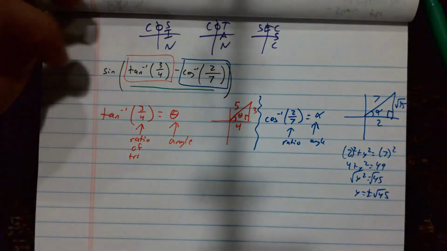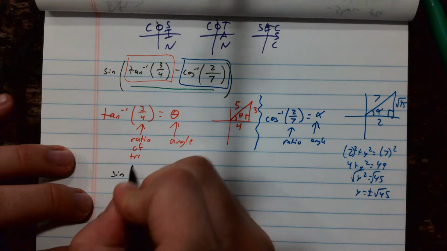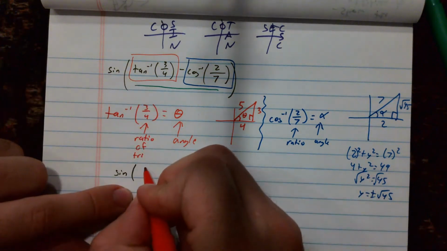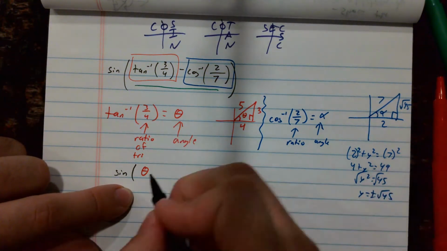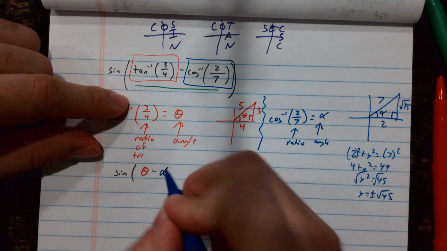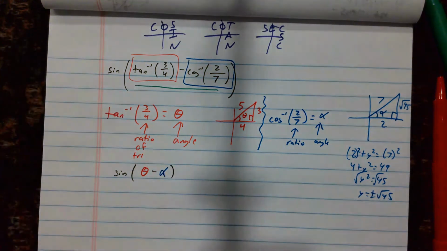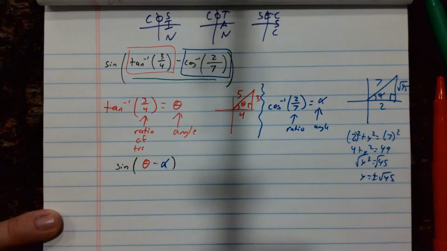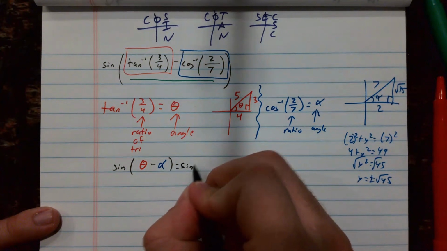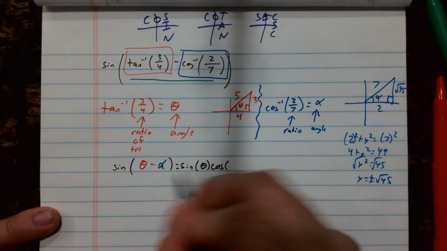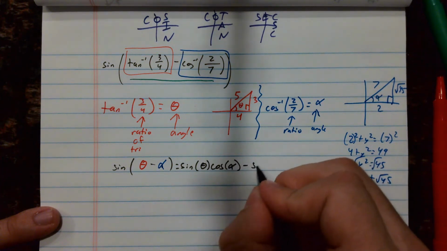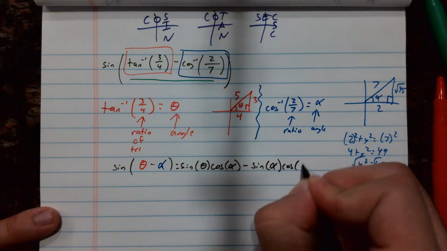Now let's look at the bigger picture here. We have sine of, well, I just found tan inverse of 3 over 4. I don't know what angle that is, but I know it's a theta. So I'll call it theta minus cosine inverse of 2/7, that is alpha. And there we go. Now I'm going to look at my formula sheet and use the difference formula for sine. So sine of theta, cosine of the second angle, which is alpha. Same sign, so it's minus. Sine of alpha, cosine of theta.